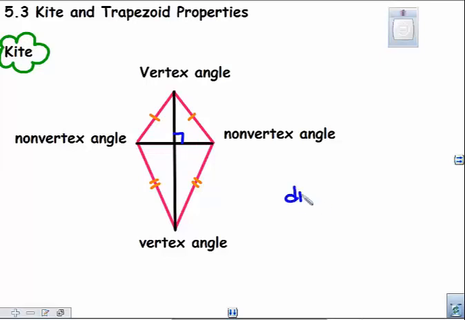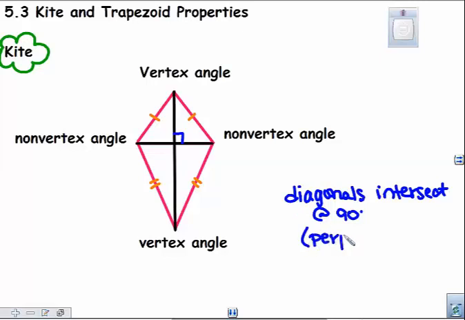So the diagonals intersect at 90 degrees. Hopefully you can remember the word for that, our geometric vocabulary. Two lines that intersect at 90 degrees are perpendicular.